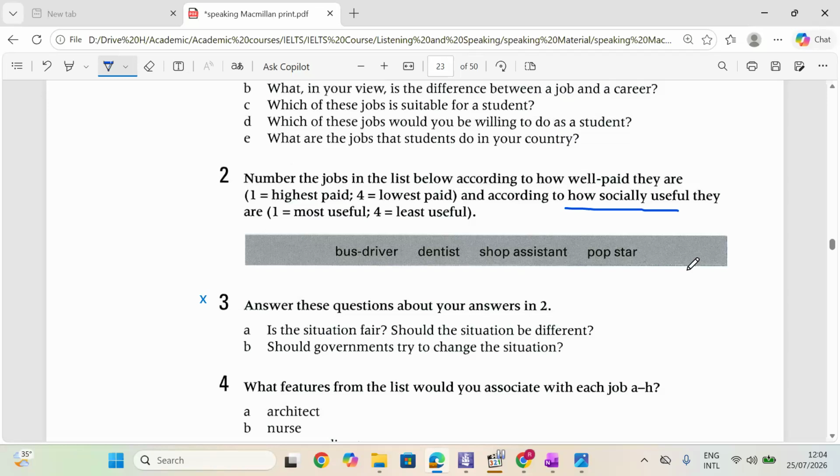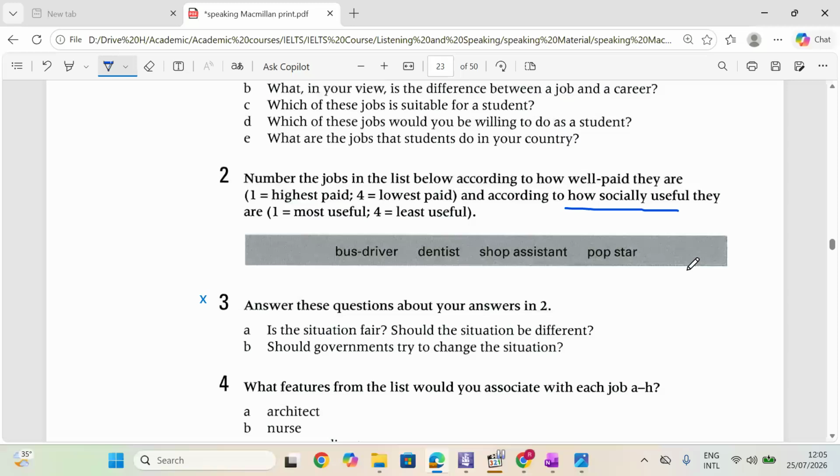How well they were paid: the pop star one, then the dentist will follow, then the bus driver, and then the shop assistant, because these are their mental arrangement. And for their social usefulness, it will be the shop assistant, then the bus driver, then the dentist, then the pop star.